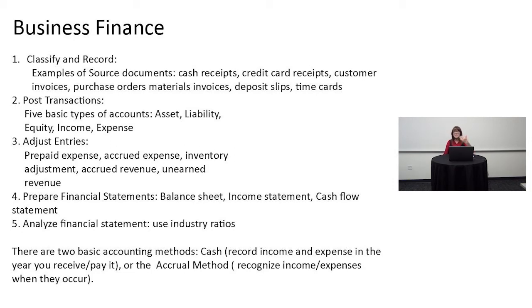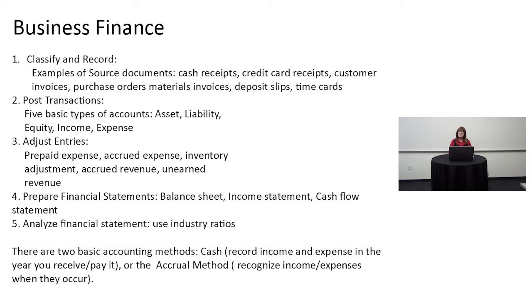Income, that's your sales, that's what people are paying you to do your work. And expense, what did you spend to make that happen? Number 3, you're going to make adjustments to the entries.